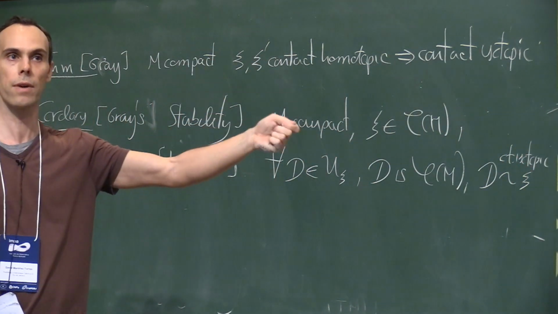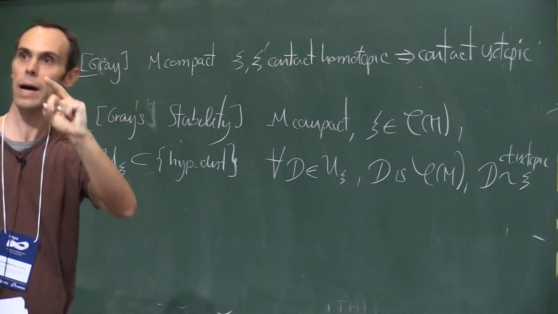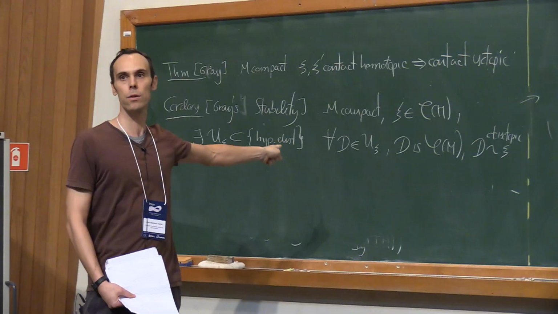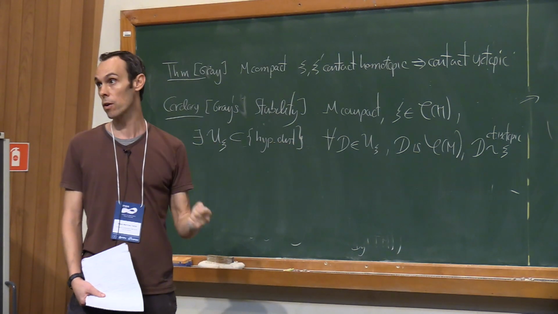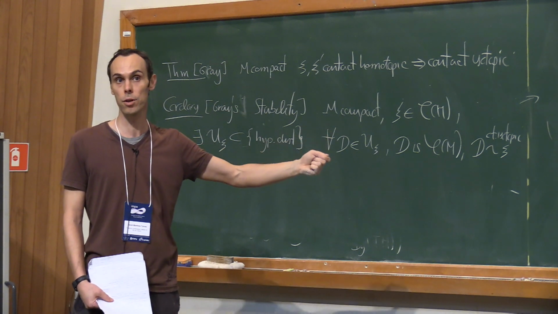If you have a contact structure on a closed manifold, then all nearby hyperplane distributions are equivalent to the given one. So you have a global change of coordinates, a diffeomorphism that takes the nearby hyperplane distribution into the given one.